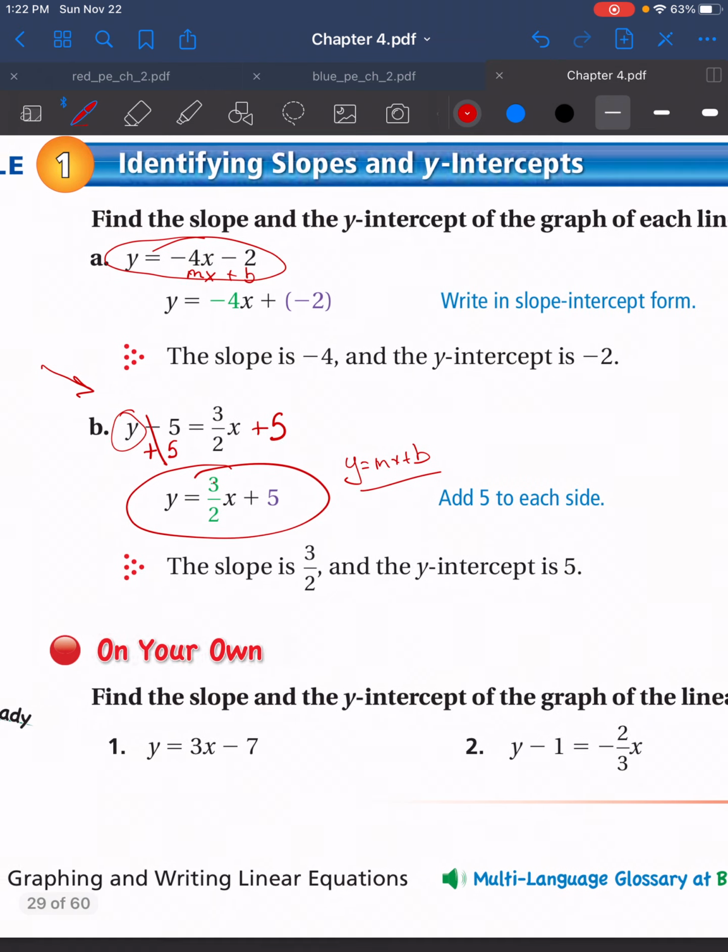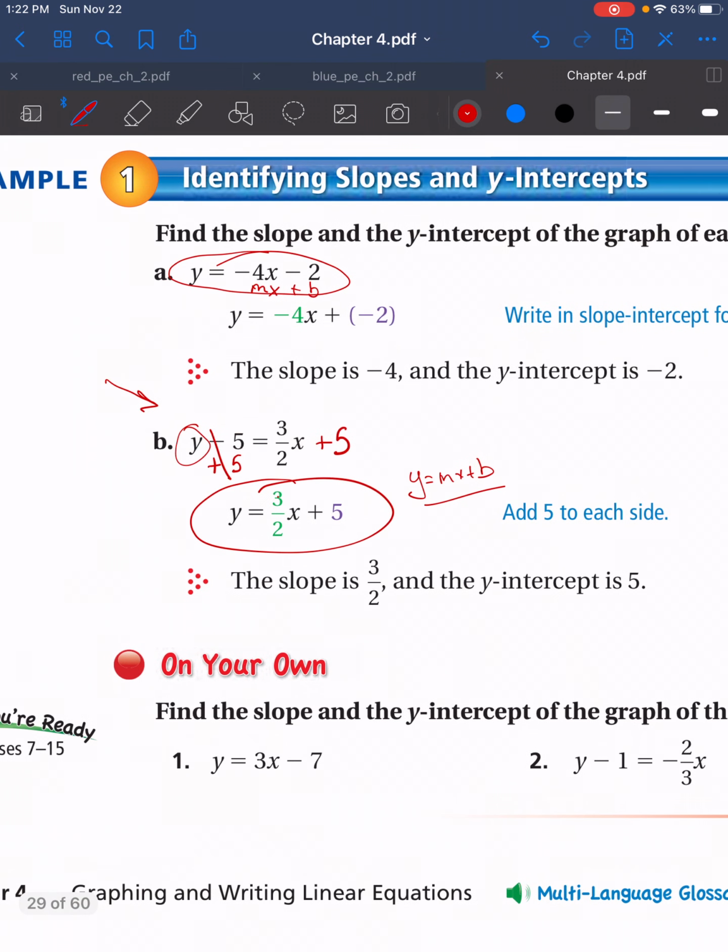Okay, so number 1 and number 2, please write these in your notes. Find the slope and the y-intercept. Now number 1's super easy. That is in slope-intercept form. Y equals mx plus b. So the slope is equal to 3 over 1. The y-intercept is equal to negative 7. That's super easy. They just gave it to us.